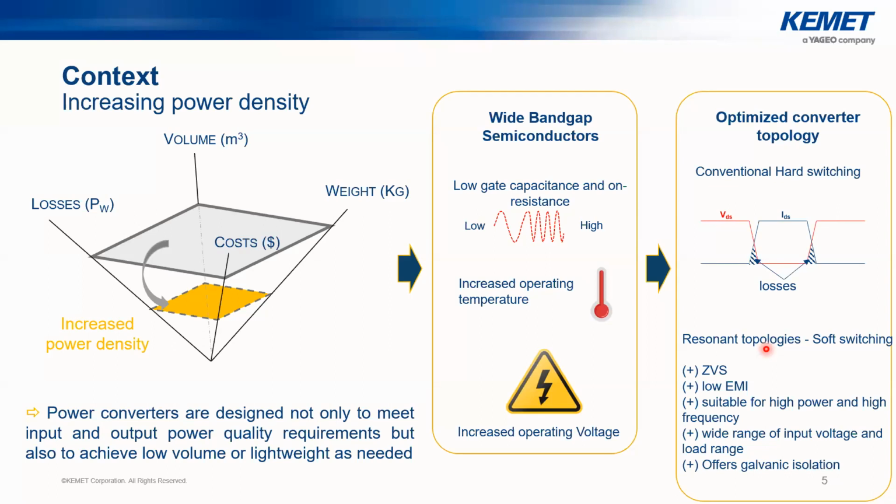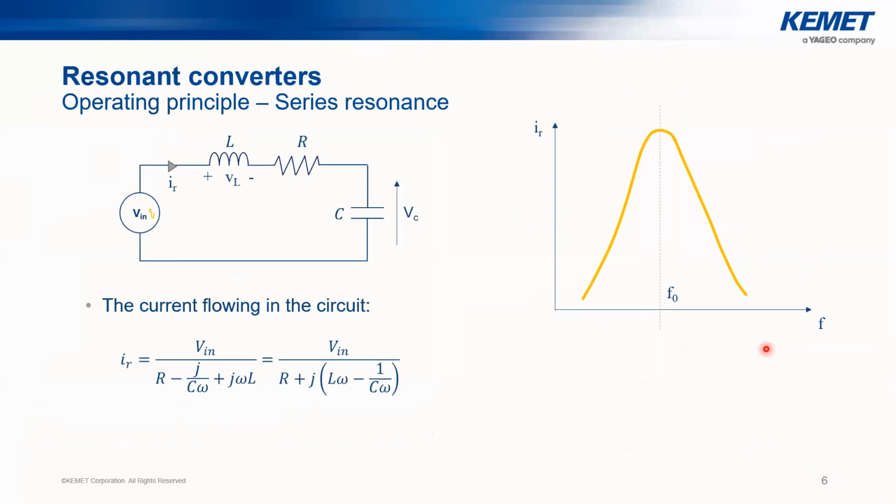Since we also have in the design of resonant converter topologies a transformer inside the construction of these kinds of converters, this will offer the galvanic isolation between the input and output, which is very required in power applications. But let us first see how a resonant converter resonant circuit operates.